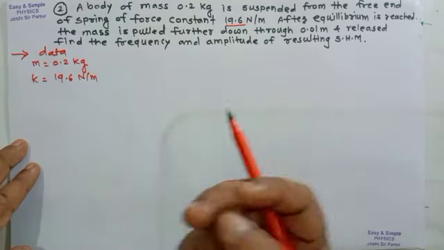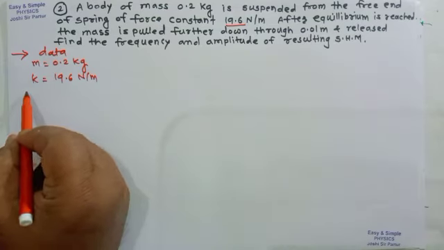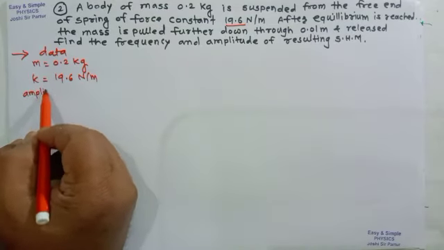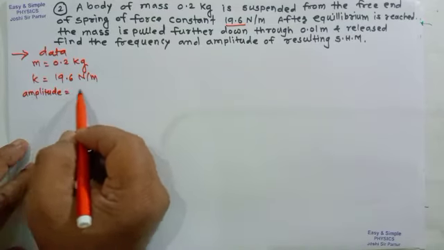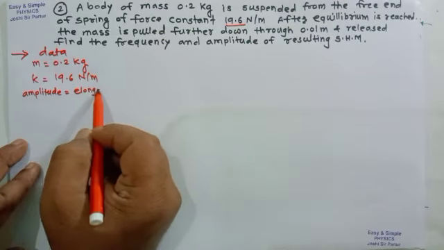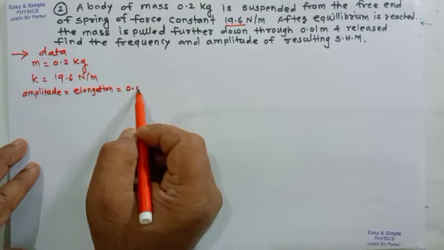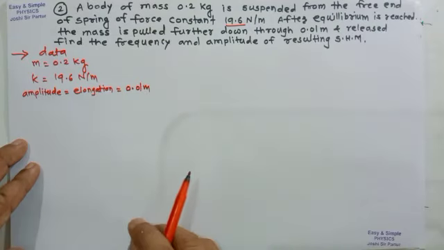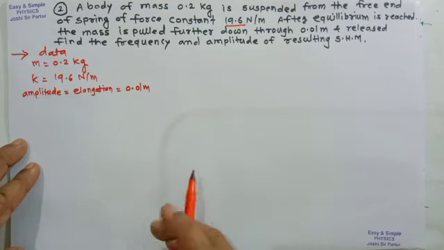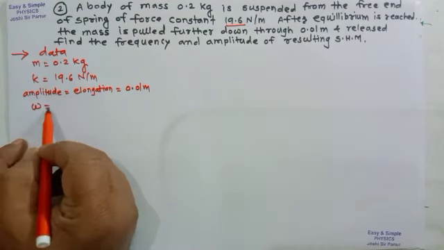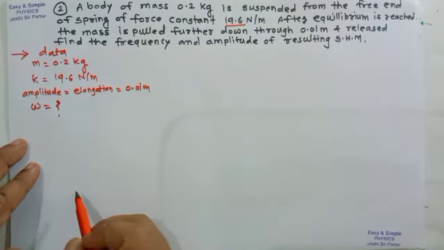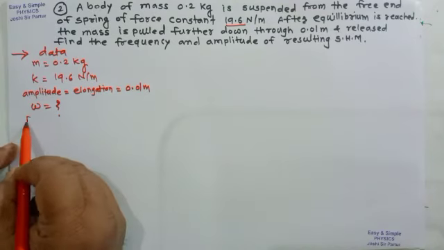If we pull down, so amplitude is equal to elongation, and elongation will be 0.01 meter, that is 1 centimeter, and released. Find frequency. First of all, we can find omega and then find frequency.